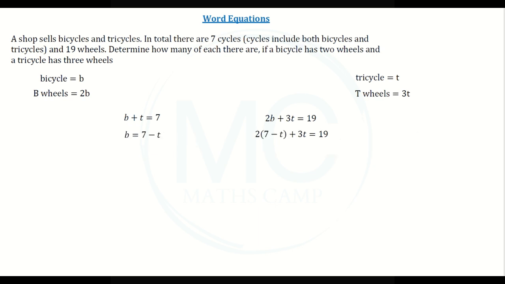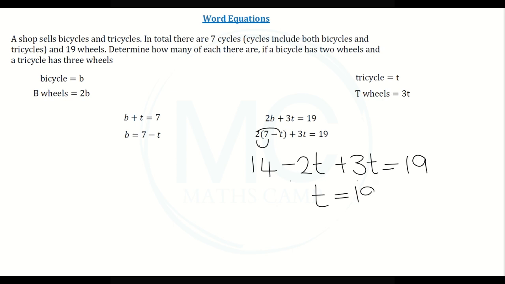And now I can expand the bracket. So we say 2 multiplied by 7, which gives me 14. 2 multiplied by negative t is negative 2t. Then we have plus 3t is equal to 19. Negative 2 plus 3 gives us 1. So on this side we have t is equal to 19. Move this 14 across and we say minus 14. And we see that t is equal to 19 minus 14, which is 5.